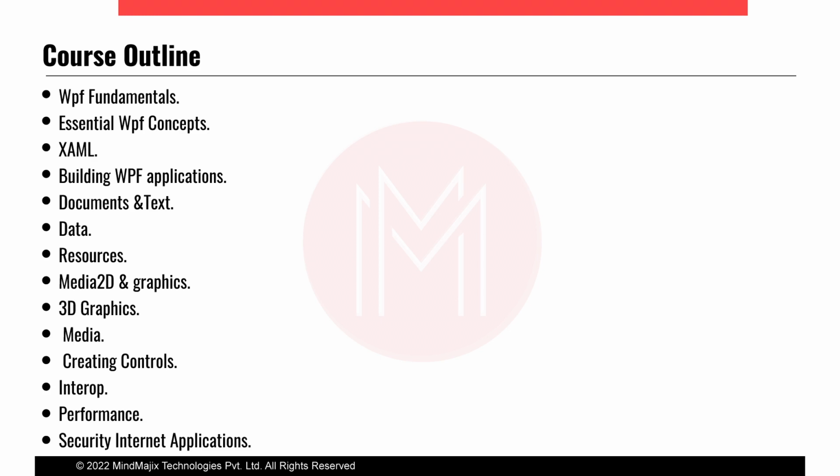Media, 2D graphics and 3D graphics, we will go through that. In media we have video, audio, image, canvas. So we can play local video, and we can play video from a URL. This comes under the media concept. Creating controls: we can create our own controls using XAML, and we can use those controls to make our UI better. Interoperation, we will go through that. Performance, security, internet applications. So all these topics we are going to cover in our training.